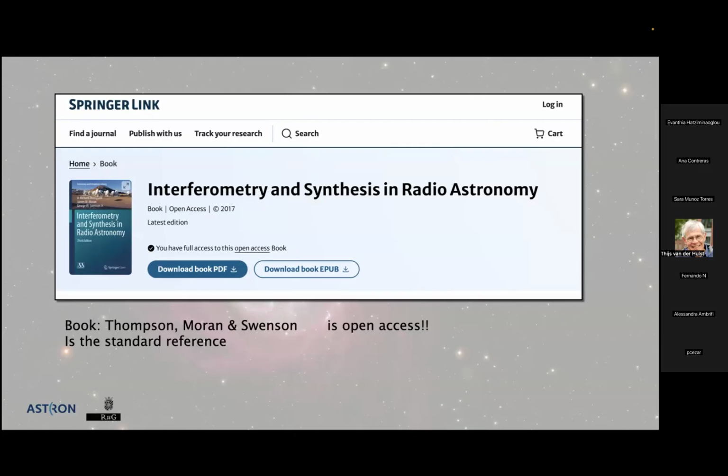Everything you want to know, and even more, is in the book, and it's open access. So if you Google Springer and this book, Thompson, Moran and Swenson, you can download the PDF. So it's open access, and I think it's the standard reference on interferometry.